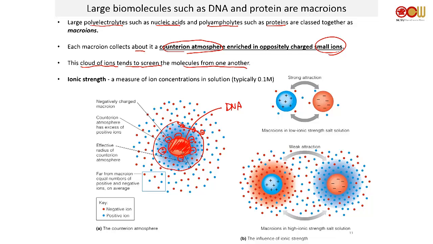You rarely find DNA just floating in water by itself, right? It's usually surrounded by some kind of counter small ion species, okay? And together they form this counter ion atmosphere, essentially. This is a term that you should know: ionic strength, okay? Ionic strength is a measure of ion concentration in a solution, okay?